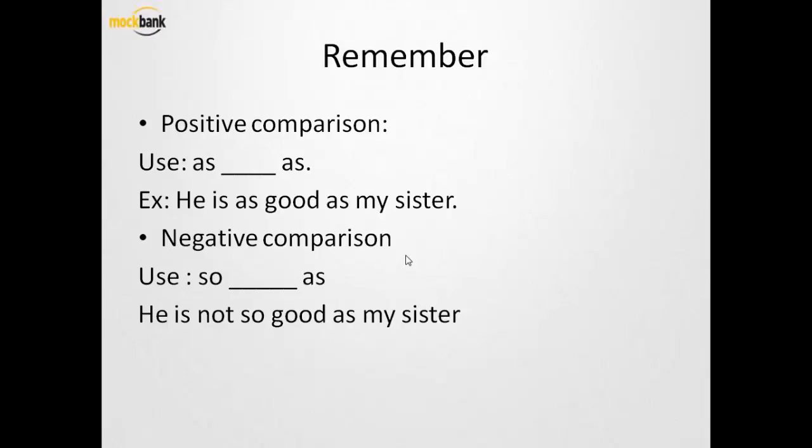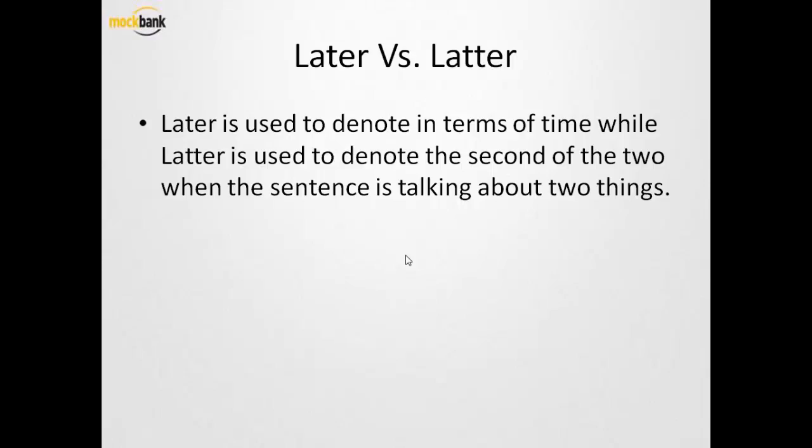Remember these rules as well. Positive comparison: use as, then put that quality in the dash and then as. He is as good as my sister. For negative comparison, you write so, then the word, then as. He is not so good as my sister.